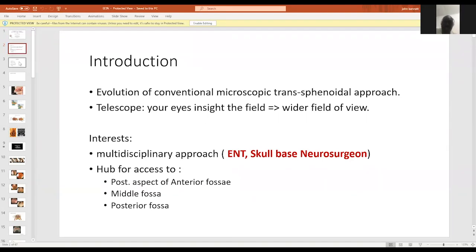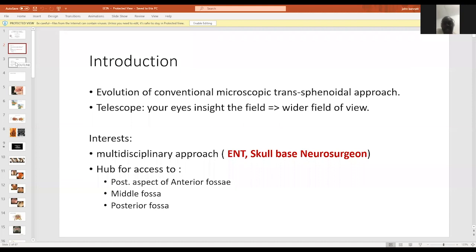So the interest of this approach is that ENTs and skull base neurosurgeons both perform it, and there are many centers where they both work in the OR, where the ENT does the nasal phase, and the neurosurgeon gets in to do the sphenoid stage and on to the skull base.